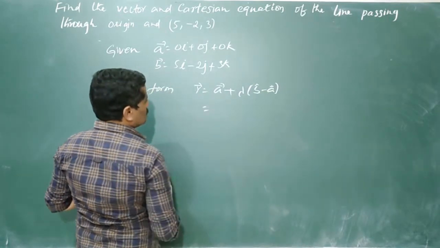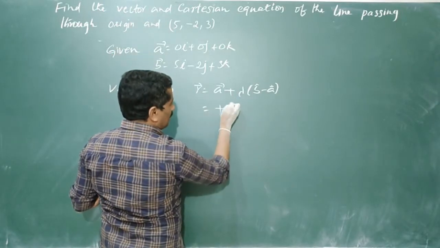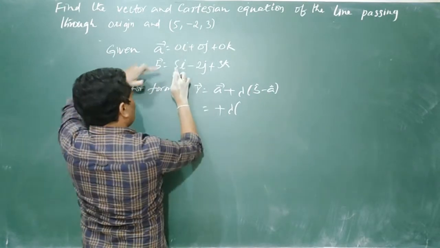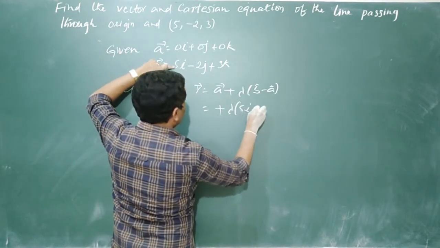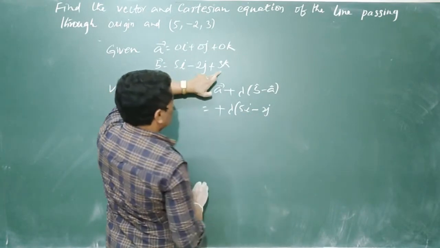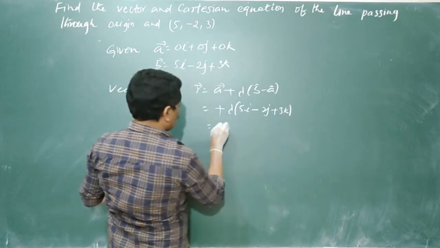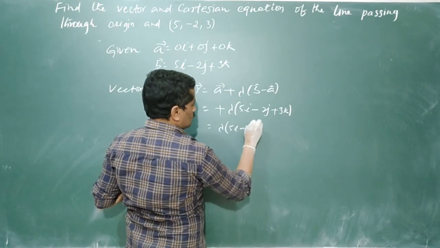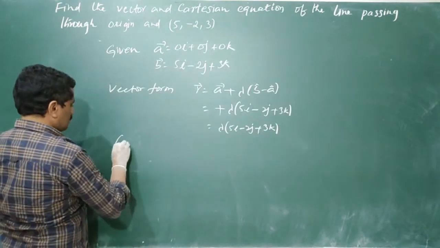Again that is equal to a bar, we have 0, plus lambda of b bar minus a bar, this minus this, so we have 5 minus 0, we have 5, that is 5i. Again minus 2 minus 0, we have minus 2j. Again 3 minus 0, we have plus 3k, that is equal to lambda of 5i minus 2j plus 3k. Next we have the Cartesian form.